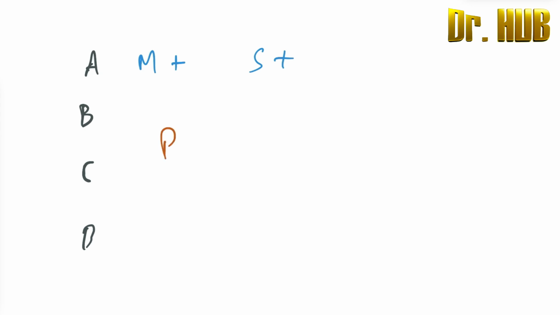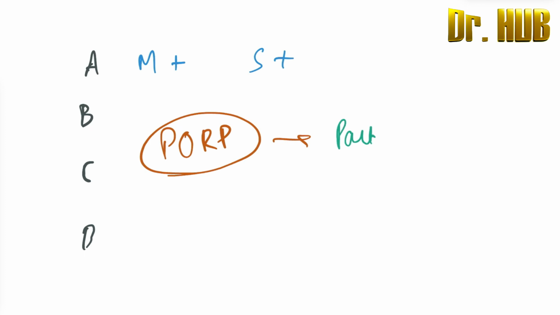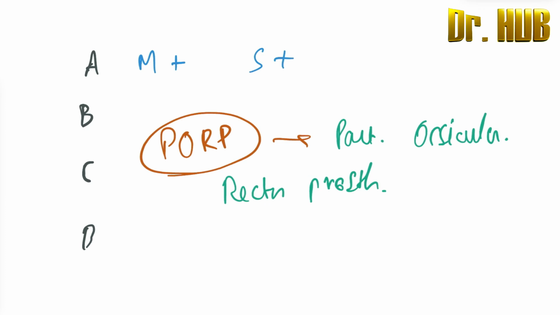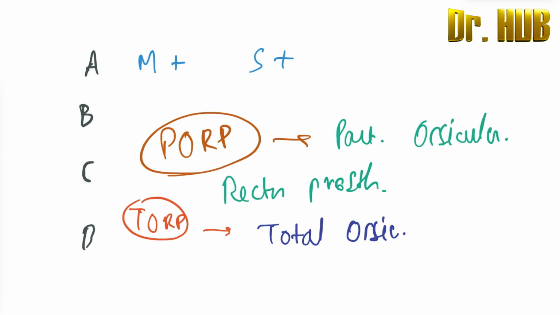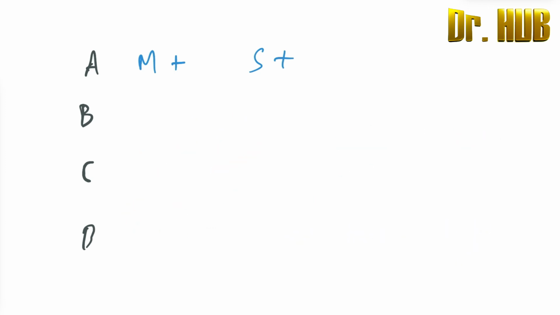PORP. Before we move ahead, let's look at what PORP is. PORP stands for the partial ossicular reconstruction prosthesis. Next is TORP. What is TORP? TORP stands for the total ossicular reconstruction prosthesis. So let's continue now. Here the reconstruction will be by the PORP.